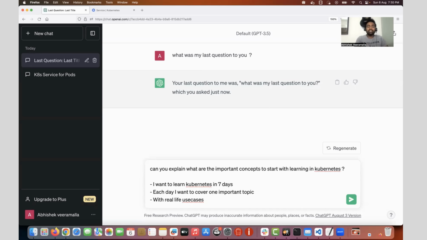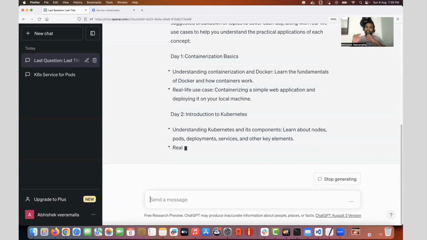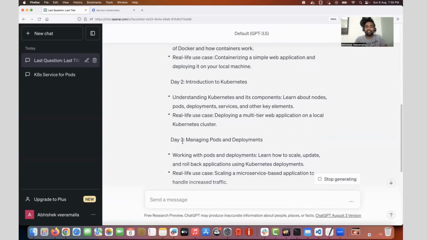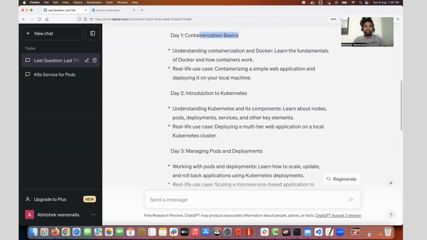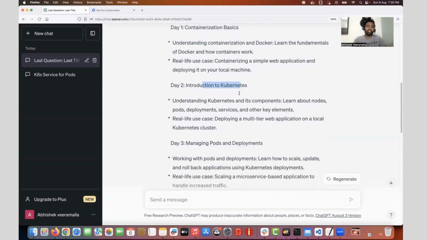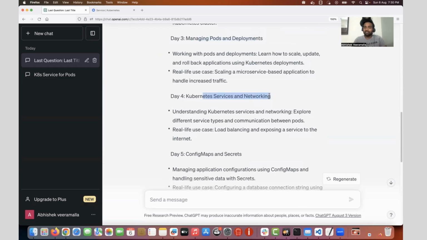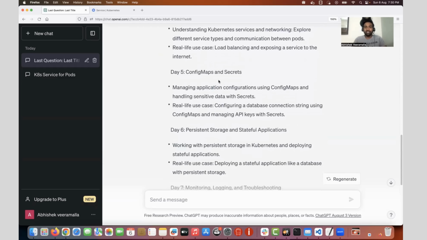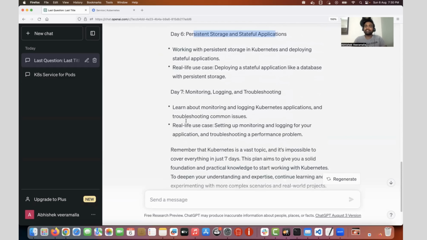See, what it will do is give you the things that you have to learn with Kubernetes in 7 days. So first day, it is telling you to learn about containers, the process of containerization and the basics of containerization. Second day, introduction to Kubernetes. Third day, managing pods and deployments. Fourth day, Kubernetes services and networking. Fifth day, config maps and secrets. This is sixth day, and this is seventh day, that is on monitoring.